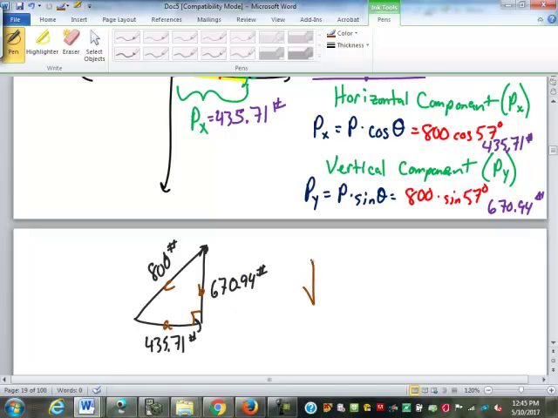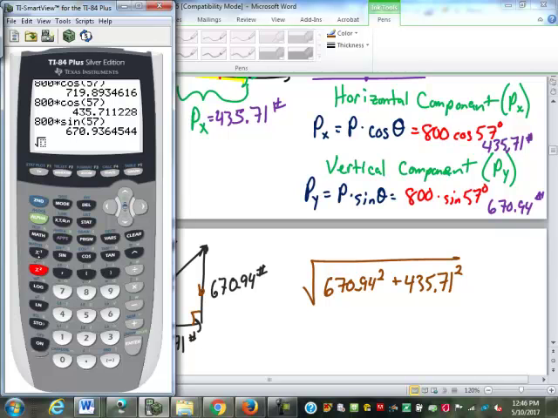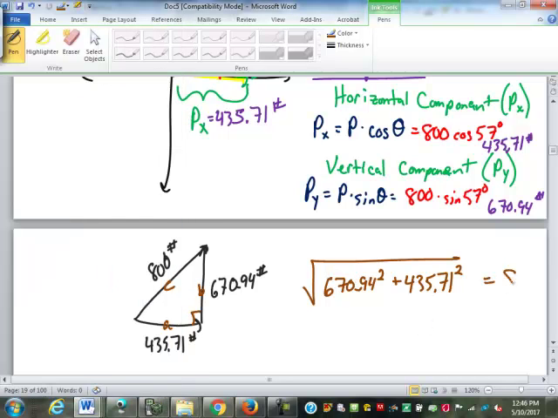So, what is the square root of 670.94 squared plus 435.71 squared? Probably won't come out exact because of round off, but it should be really close to that 800. And it is 800.002. That's close enough. So yes, that works out. Those components should be correct then.